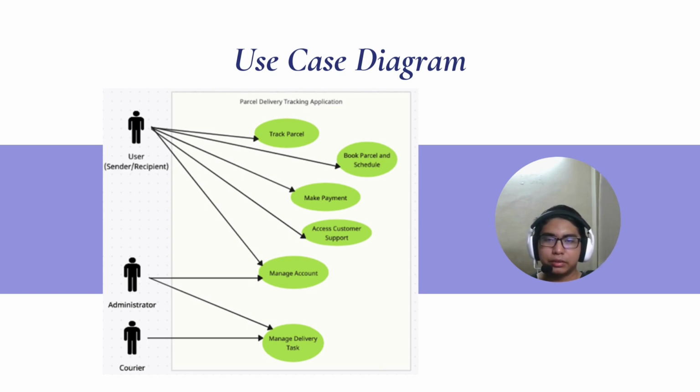So the user, which is the sender or recipient, can access these use cases depending on what role they are. So first, they can track the parcel. They can book a parcel. They can book a parcel and schedule it. They can make payments for the parcel. They can access customer support, and last, they can manage their account. An administrator can access manage account, can manage other people's accounts, and also manage delivery tasks. Lastly, the courier can manage the delivery tasks to complete their work.